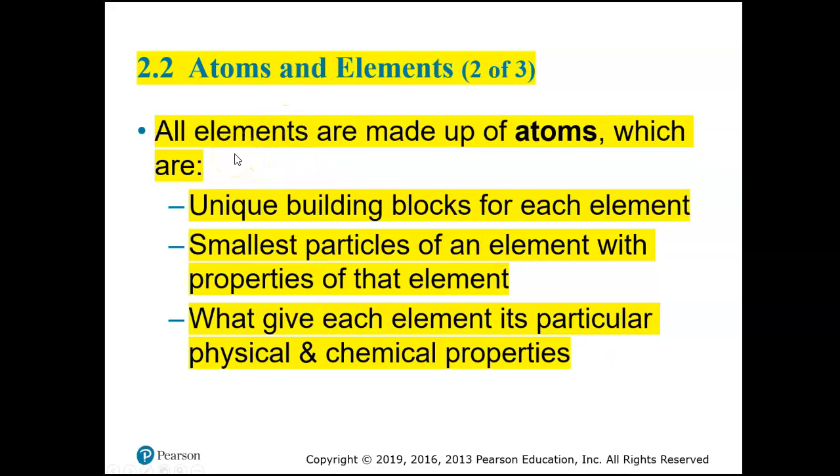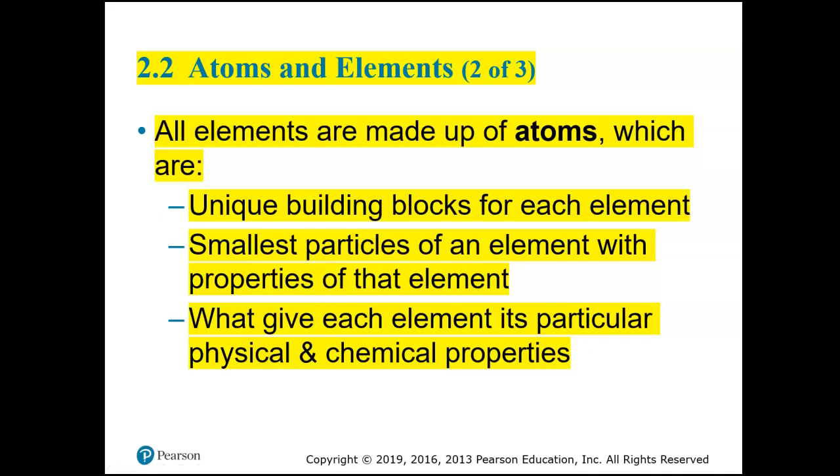So the simplest form of an element is an atom. All elements are made up of atoms. An atom is just the smallest unit of an element that has the properties of that element. So atoms are unique building blocks for each element. They're the smallest particles of an element with properties of that element. And that gives each element its particular physical and chemical properties.